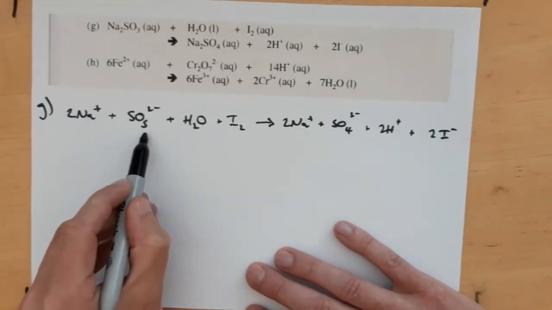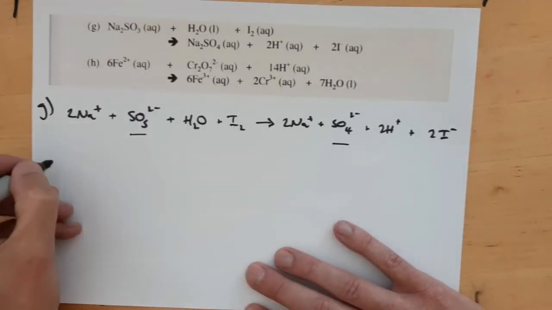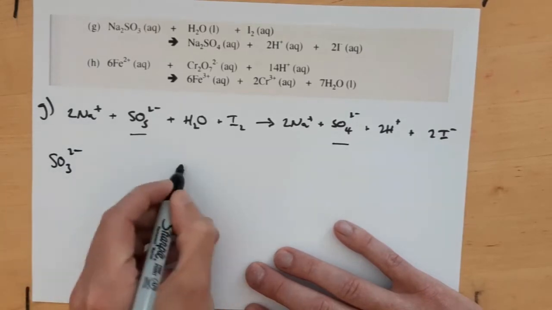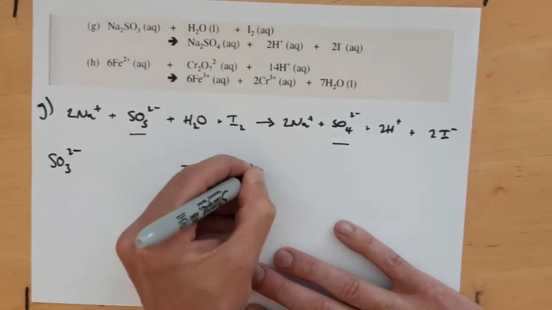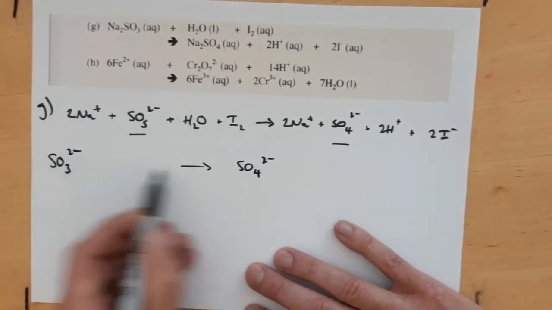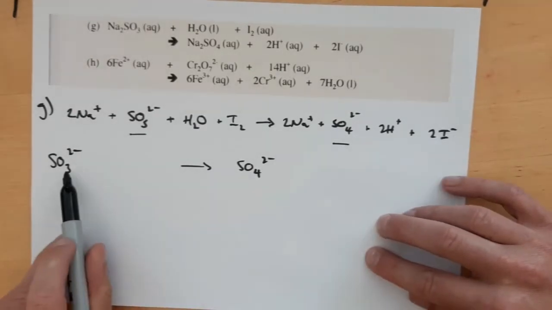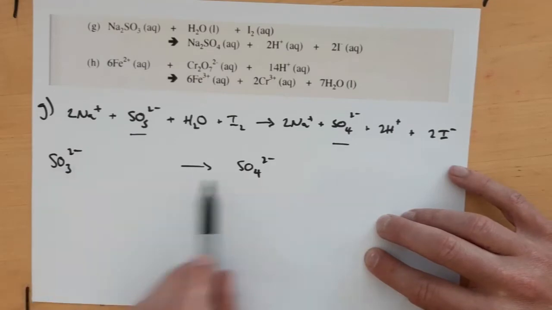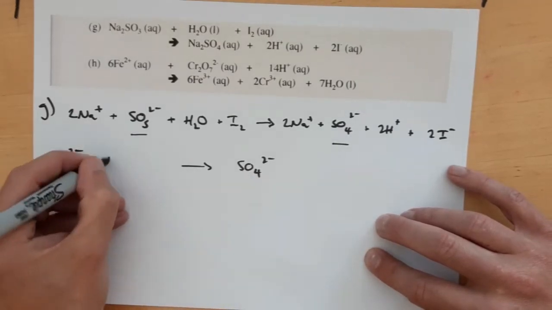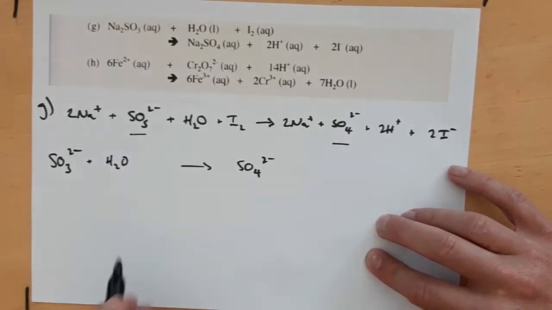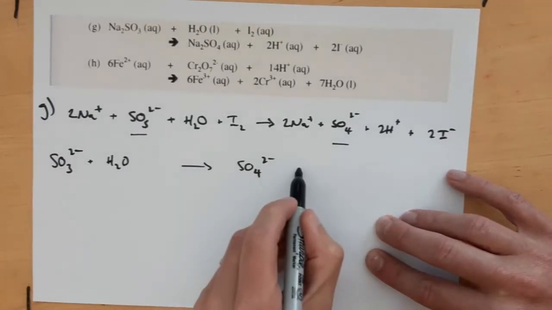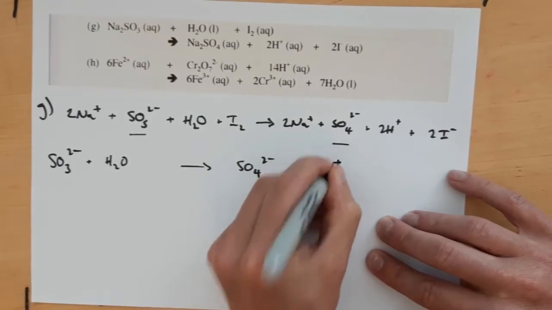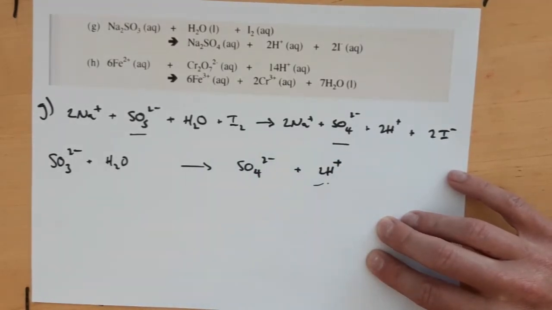One of the things you should notice is that our sulfite changes to sulfate. So how do we go from here to here? Well, first off, we've got an imbalance in the number of oxygens. We've got 3 here and we've got 4 here. So we have to add a water molecule, which is this one here. And now we have to add some hydrogen ions. And now we need to balance the charges.